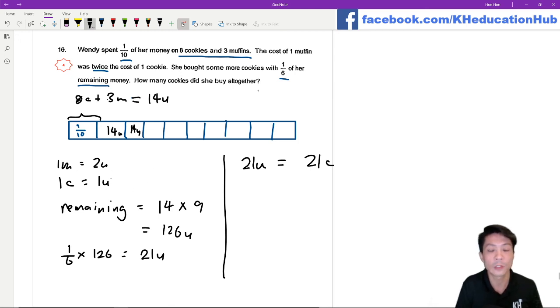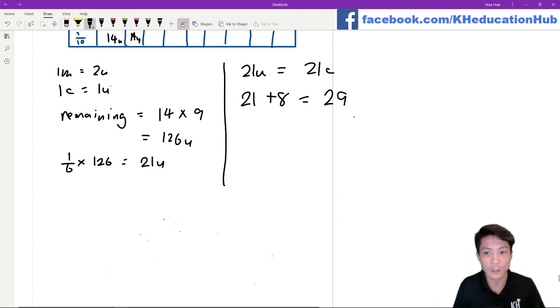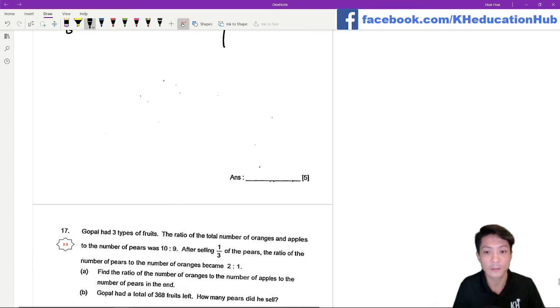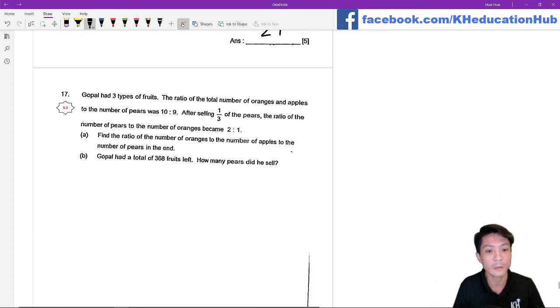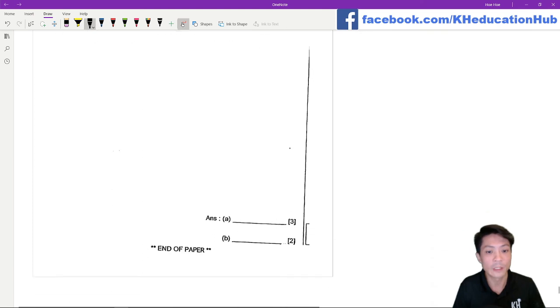So how many cookies did she buy altogether? At first she bought 8, right? Which means that I'm going to use 21 plus 8. It's going to give me 29 cookies. So this is the answer. Move on to question 17.